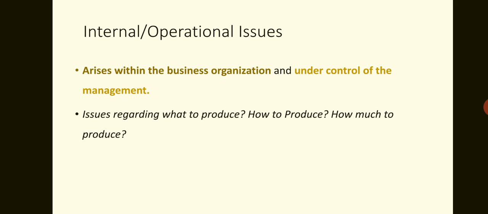Management can control these internal or operational issues regarding what to produce. For example, we are producing product X and product Y. Product Y is not doing well in the market, so we have to make a decision about discontinuing product Y and launching some new product like product Z, etc. Then how to produce and how much to produce. How much to produce depends upon the demand and market situation.